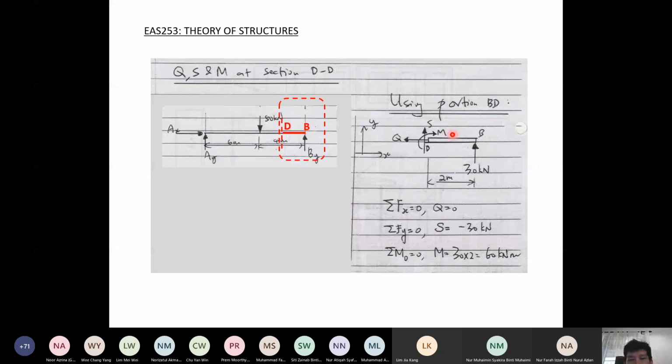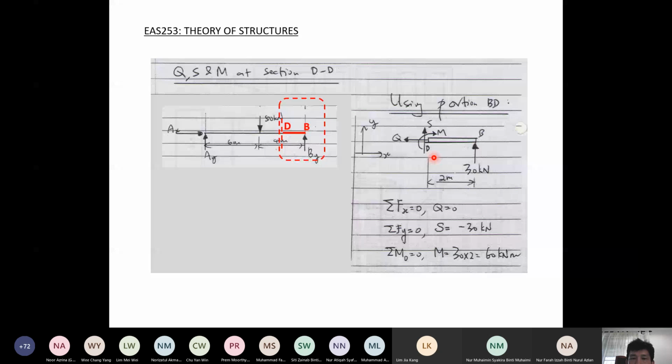So I emphasize again, class, when you cut any section in the 2D structures, you will have 3 internal forces: axial force, shear force, and bending moment. If you pay attention now, the directions that we indicate here are a little bit different from the directions that we indicate if we use the part on the left-hand side of the cut. We will come to this later on, how to decide the directions of the Q, S, and M.